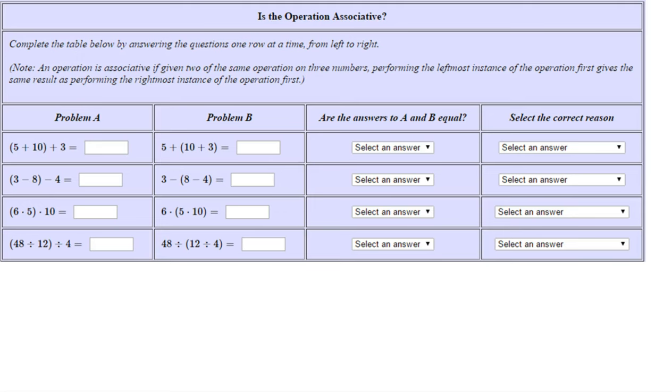In this homework example, you're going to determine if an operation is associative. So let's read the directions. Complete the table below by answering the questions one row at a time from left to right.